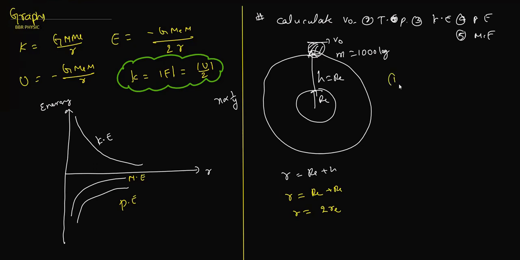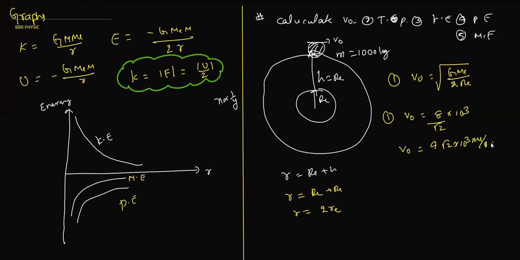So V naught we need to calculate first. V naught equals under root GM by small r. Small r value is 2RE. You know that capital GM by RE value is 64 into 10 raised to 6. Therefore V naught equals root of 64 into 10 raised to 6, which is 8 into 10 raised to 3, as we discussed already, divided by root 2. So V naught equals 4 root 2 into 10 raised to 3 meters per second. That is the V naught value.